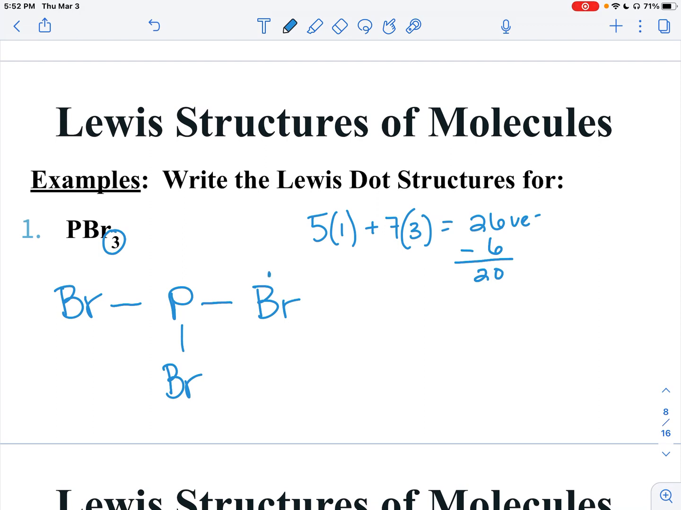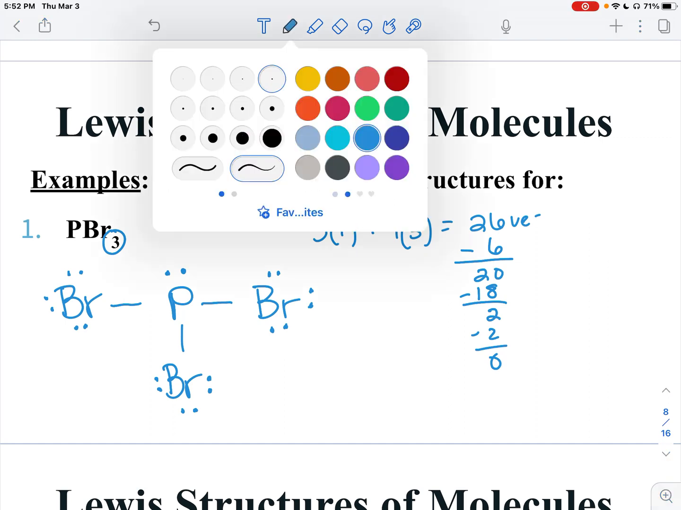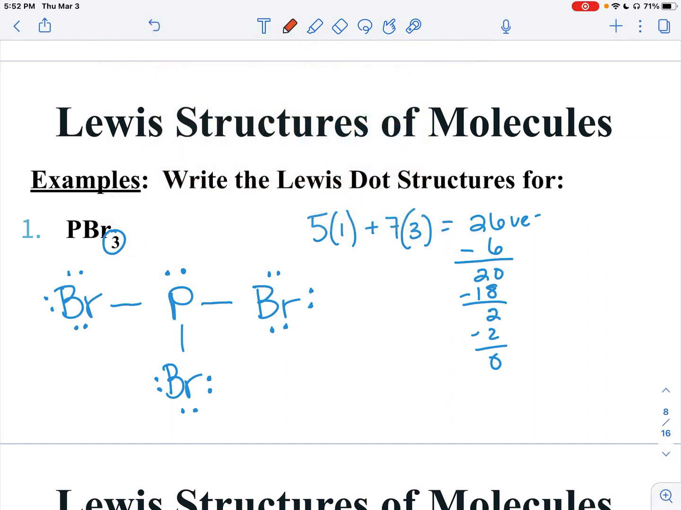Next step is to put 3 pairs of electrons around each terminal atom, as long as that terminal atom is not hydrogen. I drew 18 dots, so I subtract them. And then the last step is to put the 2 remaining electrons on the central atom. Last thing you do is make sure all of your atoms are happy. All that means is that they follow the octet rule.